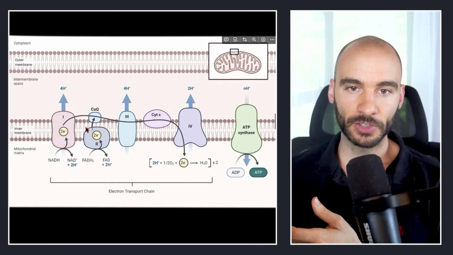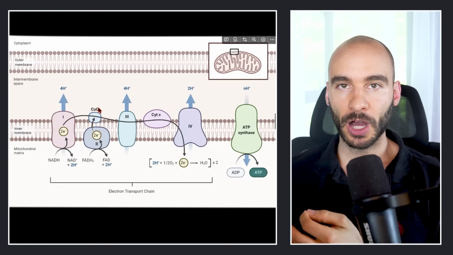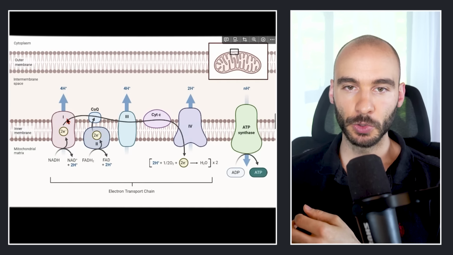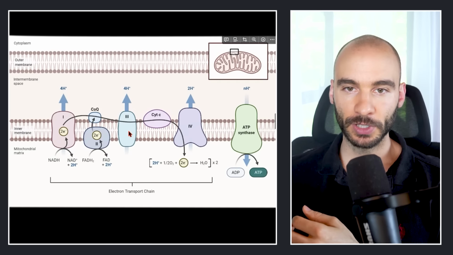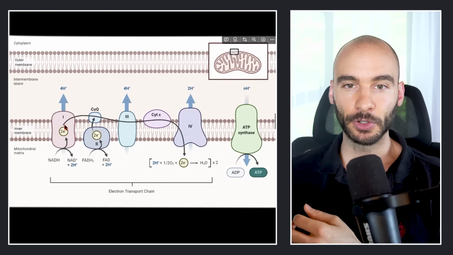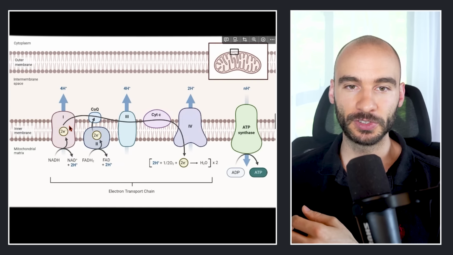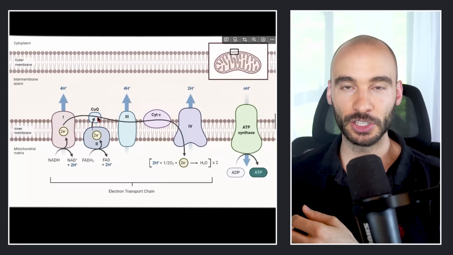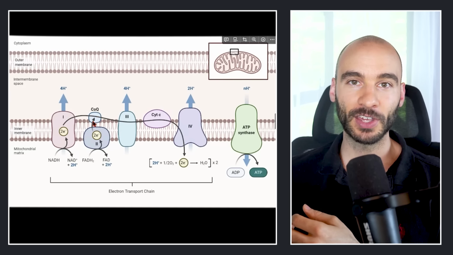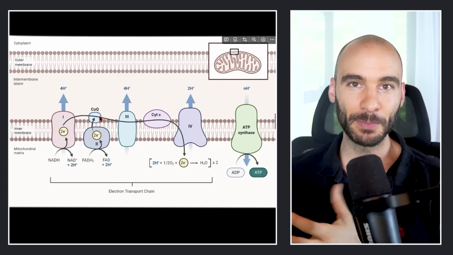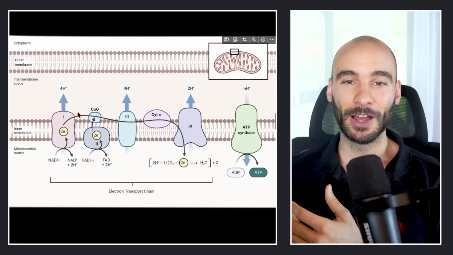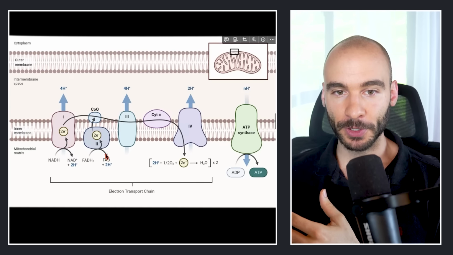NADH drops its electrons at complex 1. Both complex 1 and complex 2 use coenzyme Q to then transfer the electrons to complex 3. So they're basically like two siblings that don't get along with each other, and they're fighting over coenzyme Q. They're fighting over this Game Boy or whatever it is here, to drop off their electrons.